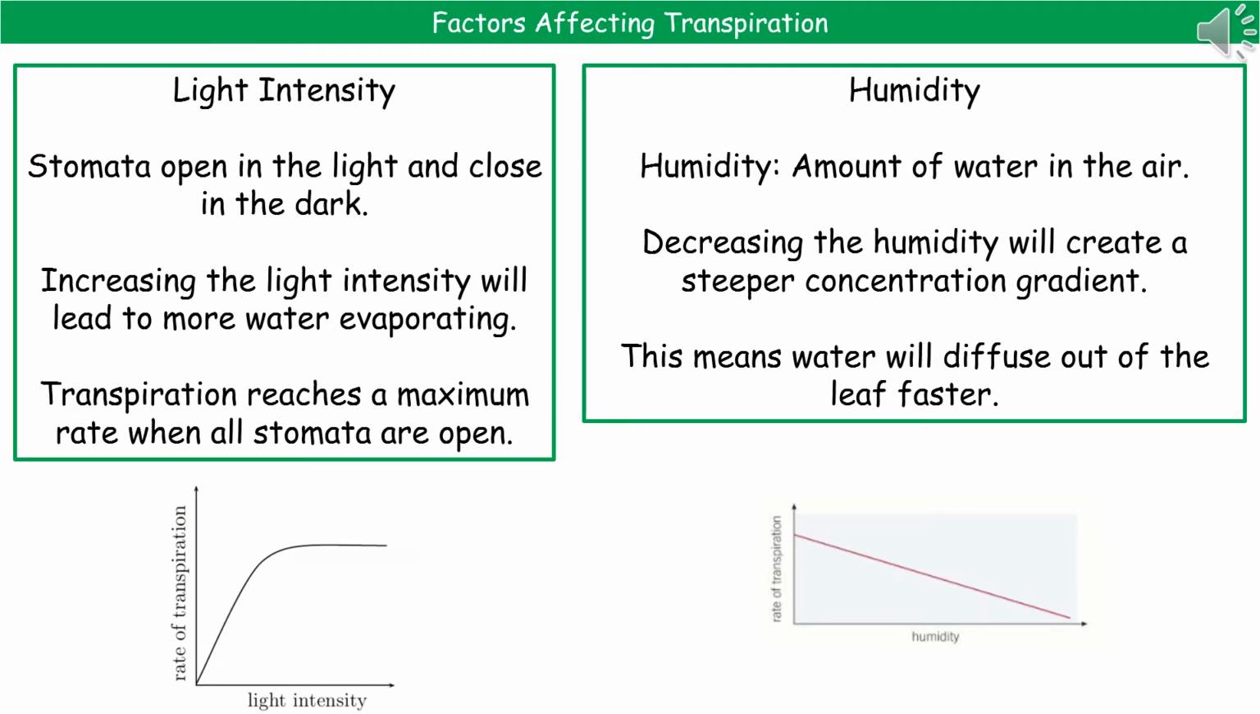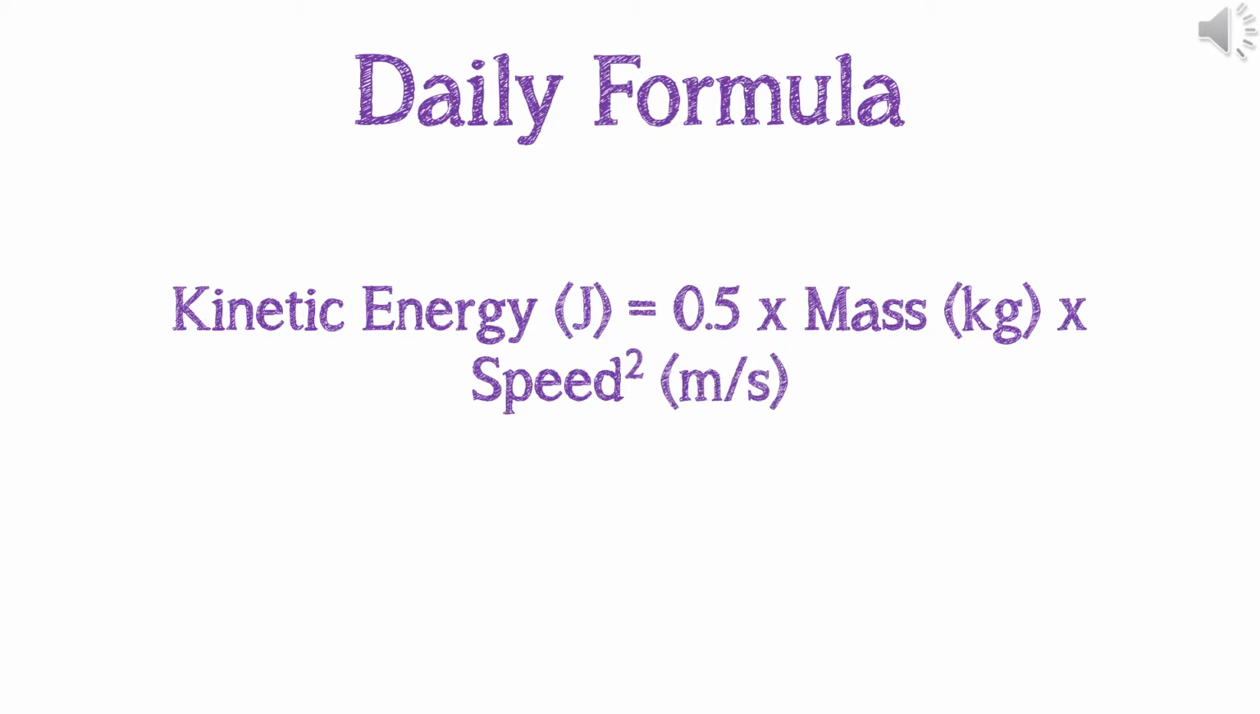The third factor is the light intensity, so the stomata open in the light and close in the dark, so if we increase the light intensity, more water will evaporate because more stomata are open. But there is a maximum rate because the stomata will all be open at some point, which means it can't increase further. Final factor is humidity, which is just about the amount of water present in the air. Decreasing the humidity creates a steeper concentration gradient, leading to faster diffusion of water out of the leaf.